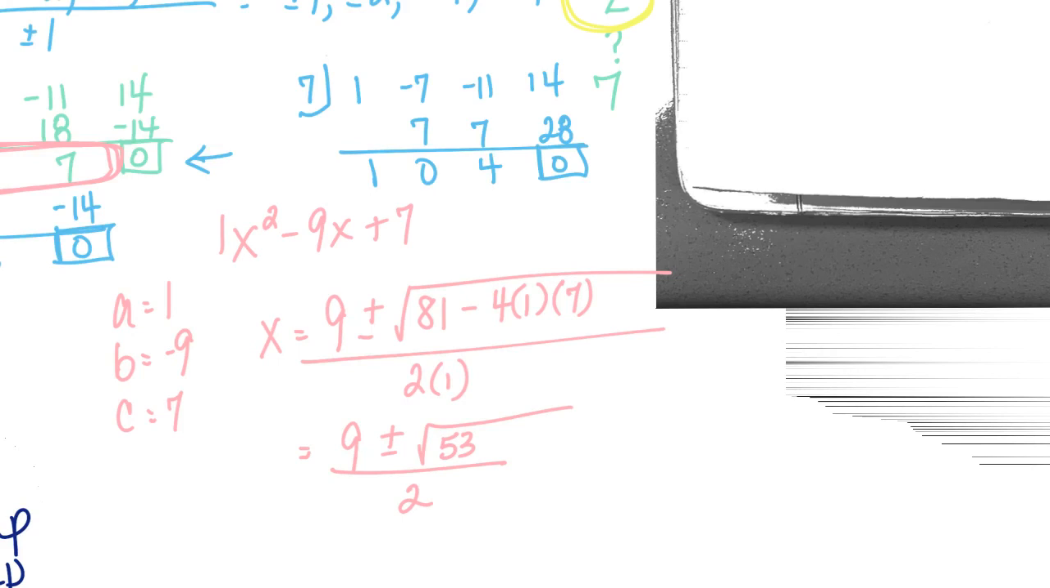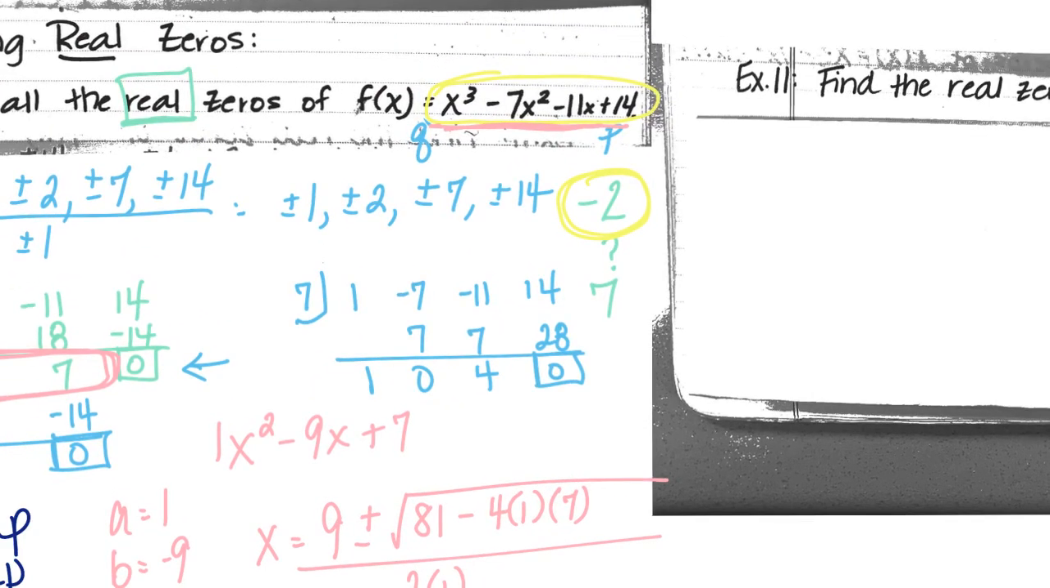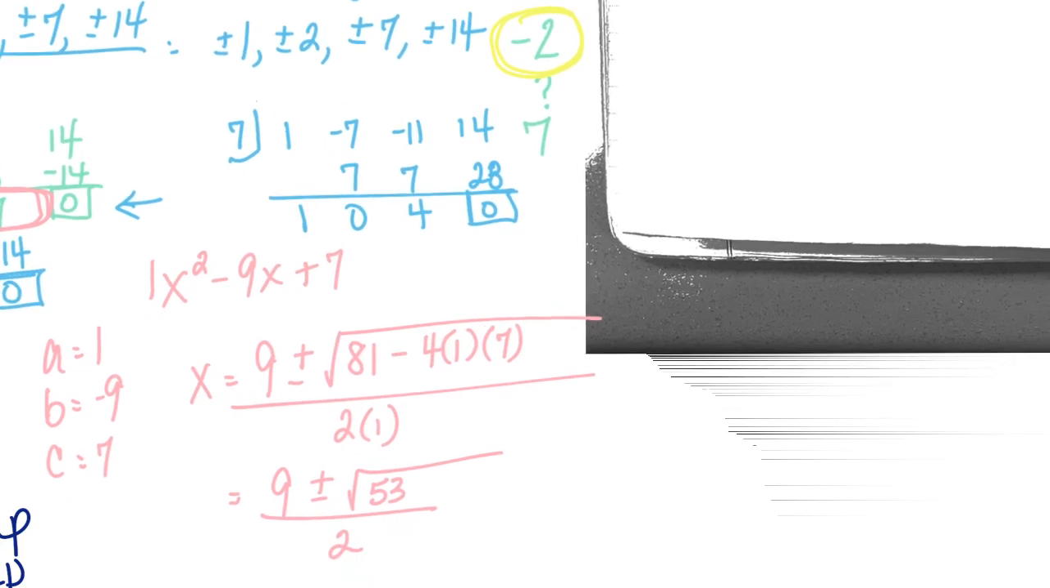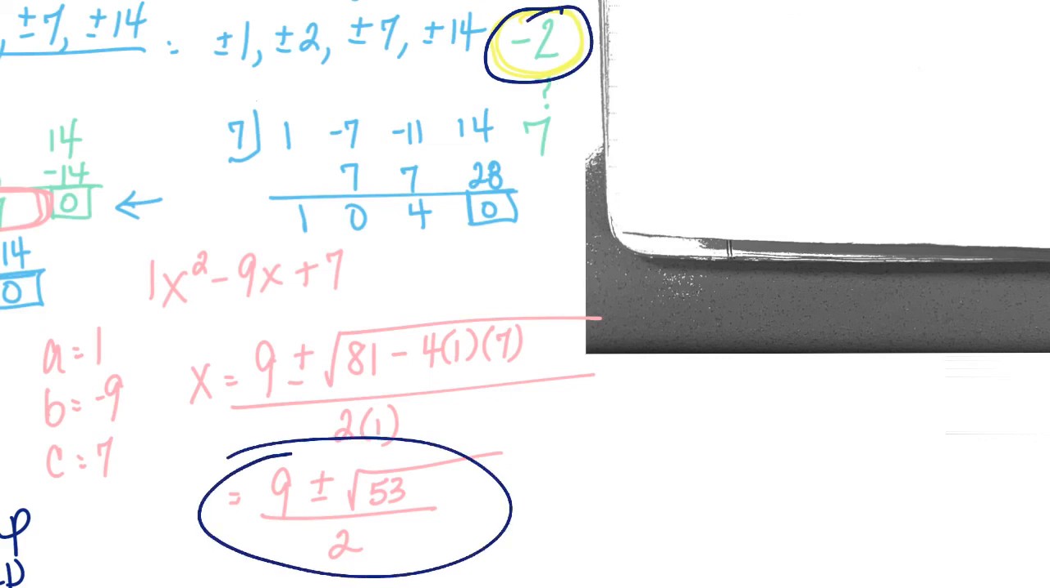So it looks like my two other factors, I know there's 3 because of this x to the third. And they are real zeros because remember they said they might not work out perfectly. Well, guess what? They didn't. I had one answer at -2, and my other answer is right here. So I would have to show that as 9 plus or minus the square root of 53 all over 2. Now remember, if that square root can reduce, go ahead and reduce that, okay?